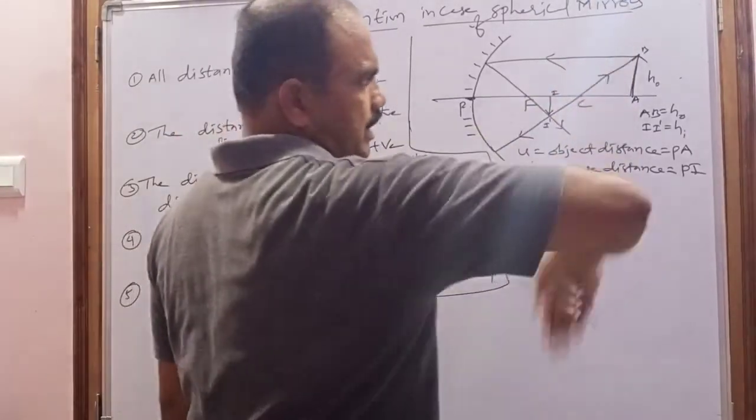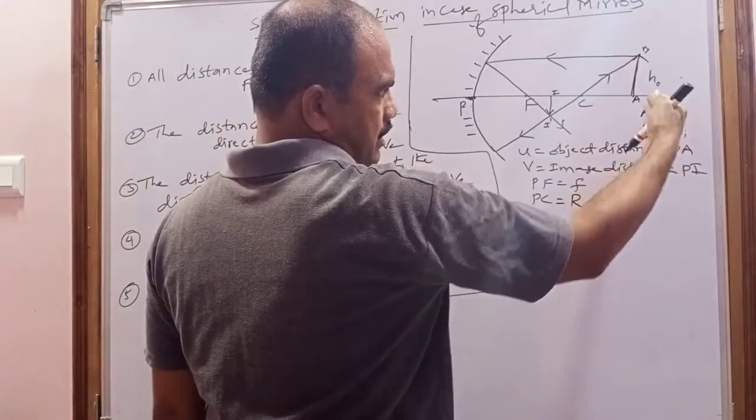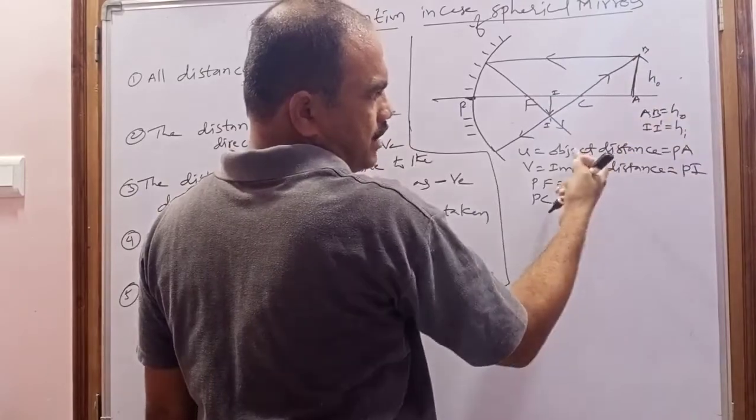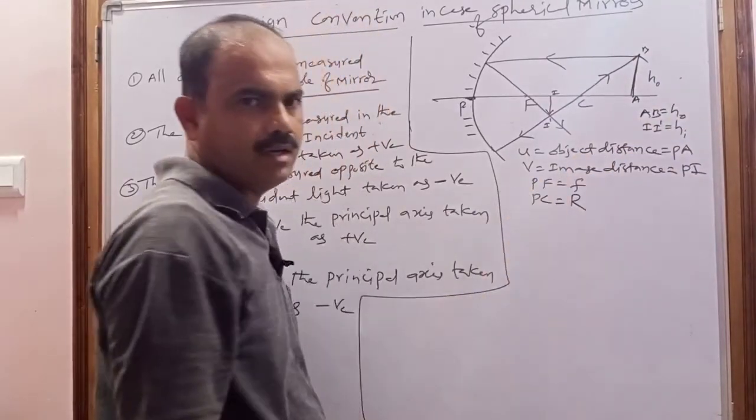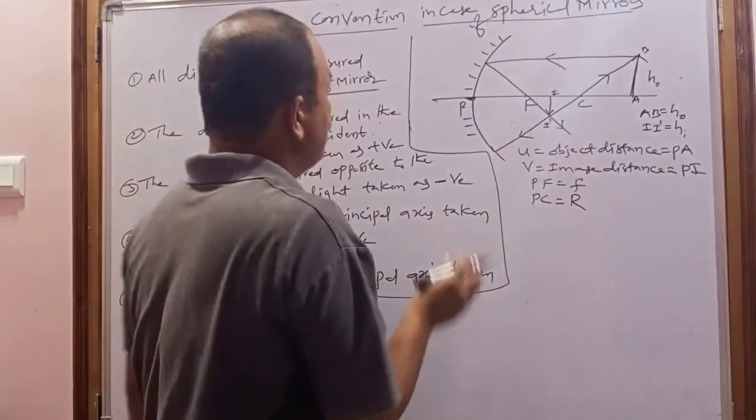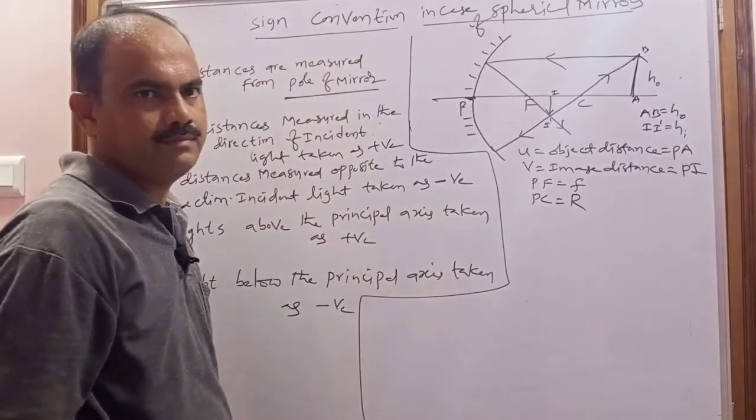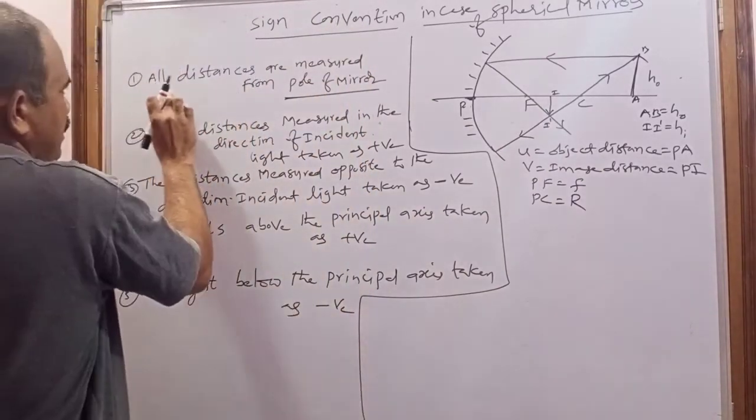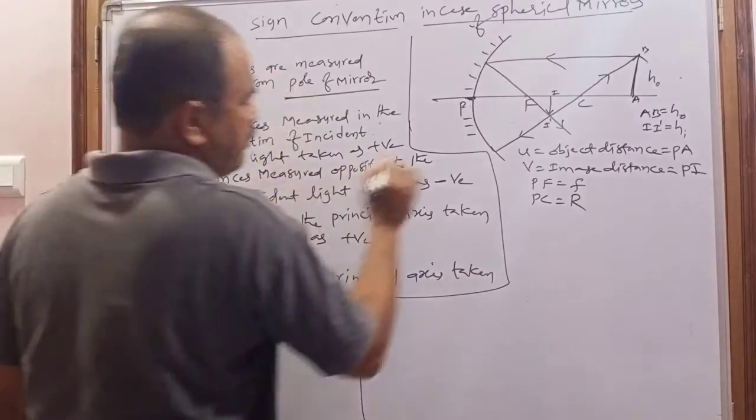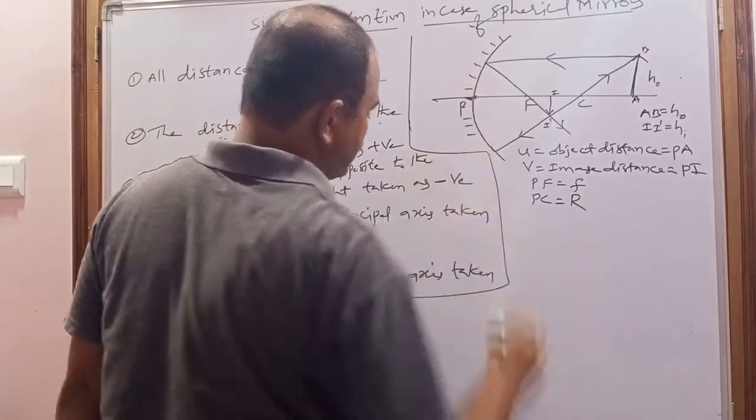When we are changing the object distance and height, the height of the object, height of the image, u, and v will change, but f and r cannot change. But for this we have to use the sign convention. So what is the first rule? All the distances are measured from the pole, and we have to take this pole as the origin.